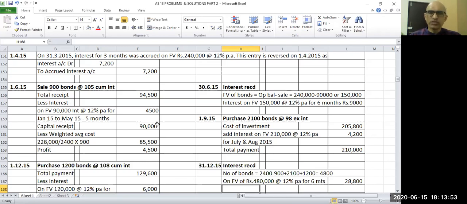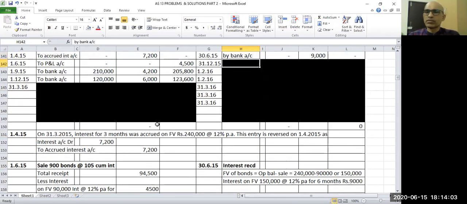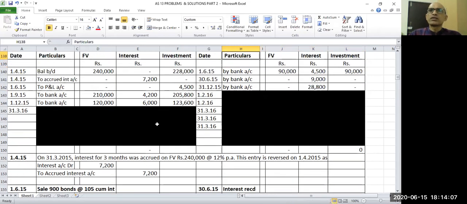We are going to receive this interest on 31st December. So the entry will be bank account debit to interest account 28,800 rupees. So here on 31st December, bank account debit to interest account 28,800 rupees. So this is the entry for receipt of interest.